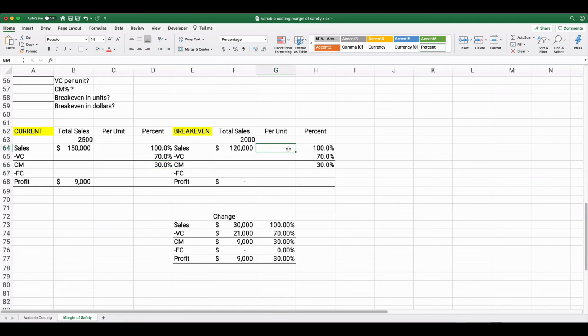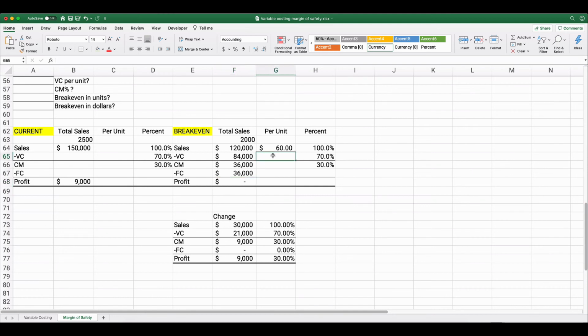Now, once we know this, what's our sales per unit? Well, 120 divided by 2,000, we're selling each one for $60. So 120,000 times 70%, we must be 84,000, and 120 minus 84 must be 36,000. Well, if our profit is 0, we know that, then this must be 36 minus the 0. This must be 36,000 is our fixed cost.